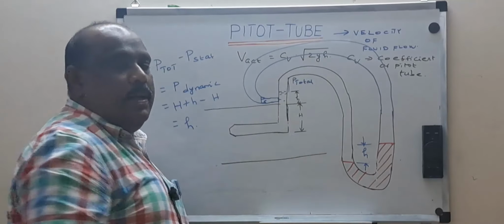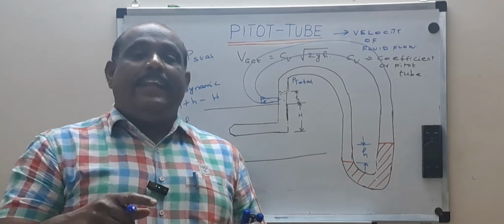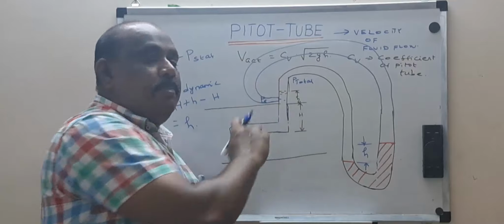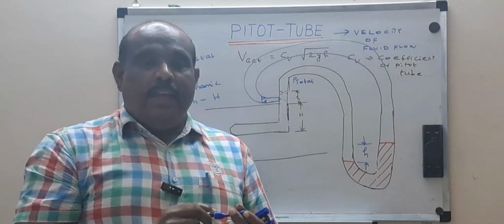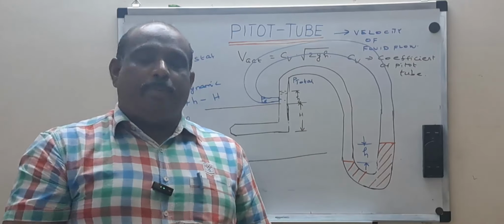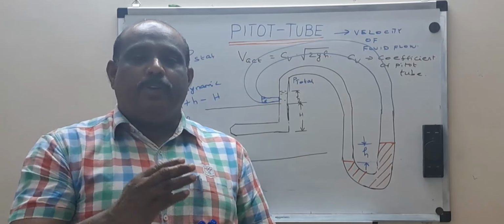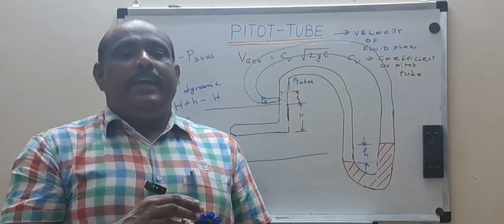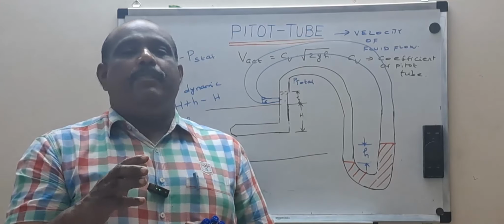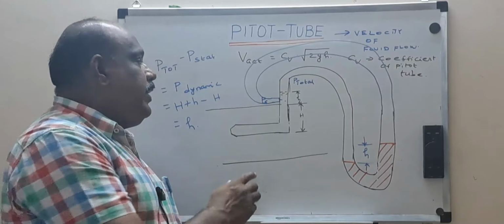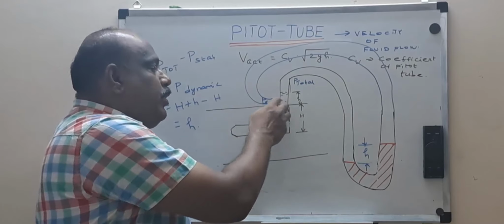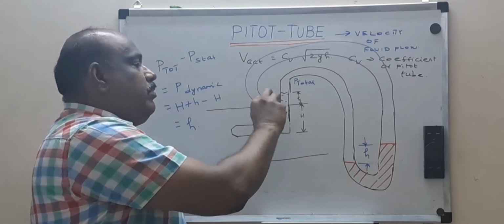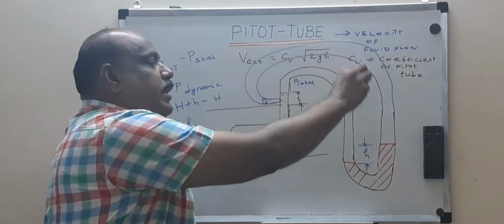I have to substitute this in the formula. I should not directly take the value of H plus h, because that will give me a value corresponding to the total pressure. But I want only the pressure corresponding to the dynamic. So I want to remove which one? The static component from the total pressure. For that, along the Pitot tube, I am going to tap a small portion from which I can measure the static pressure.